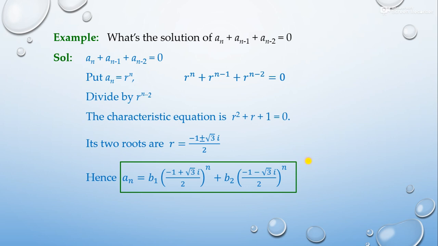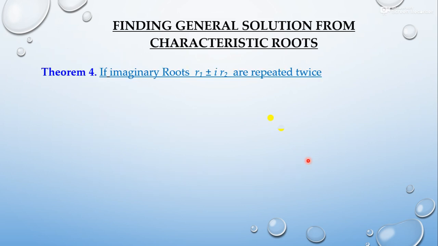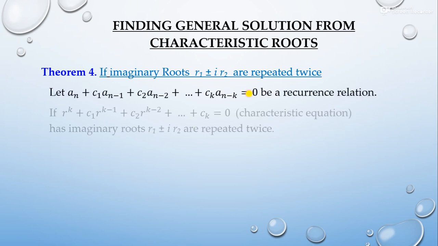Clear? Okay, so the last point is, if our imaginary roots are repeated twice, like r1 plus minus i r2, but if it's repeated, how can we write the solution of the recurrence relation? So here is our recurrence relation, and these are our characteristic equation, and the imaginary roots r1 plus minus i r2 are repeated twice. So how can we write the solution?